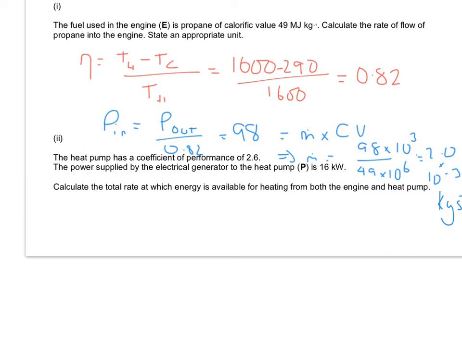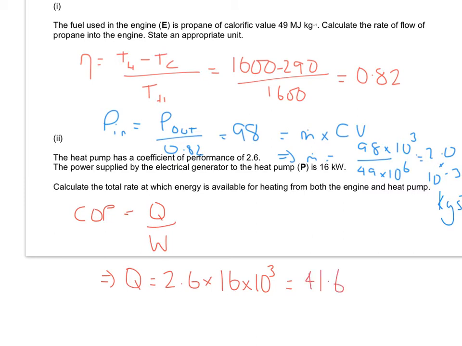So first of all, your coefficient of performance is the heat energy delivered divided by the work done, and therefore you can calculate this. So it'd be 2.6 times 16 times 10 to the 3 is 41.6 kilowatts.